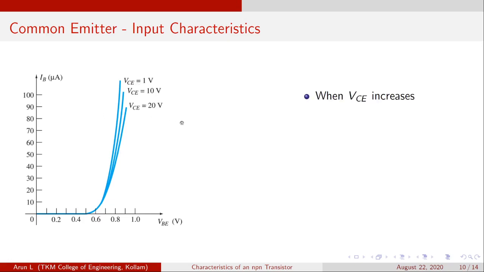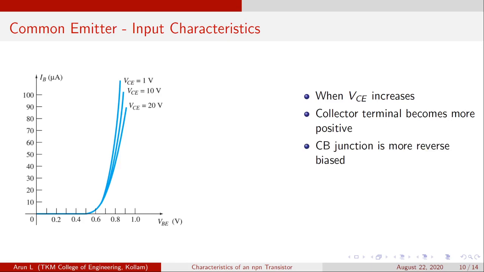So when VCE increases, what happens? Collector is becoming more and more positive. So when collector terminal becomes more positive, the collector base junction is more reverse biased. So when collector base junction is more reverse biased, the base width modulation process will occur and base width will decrease. So when base width decreases, the possibility for electron hole recombination in base region will decrease, and in effect base current will decrease. So that is why there is a downward shift in the characteristics.